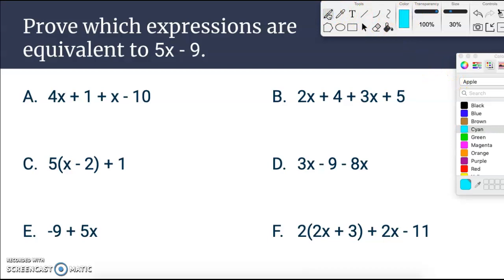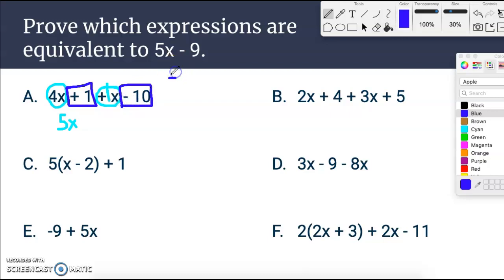So if we start at A, we have 4x plus 1 plus x minus 10. All right, 5x minus 9, that's simplified. This is definitely not. We have lots of like terms to combine. So we have 4x plus x. Remember, this is like plus 1x. So 4x plus 1x is 5x. That's a good start. And then we have, for our constants, positive 1 and negative 10.